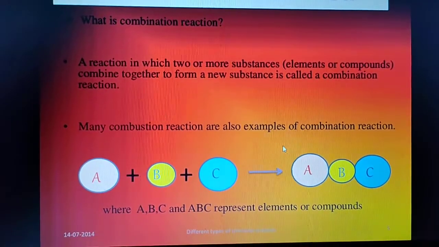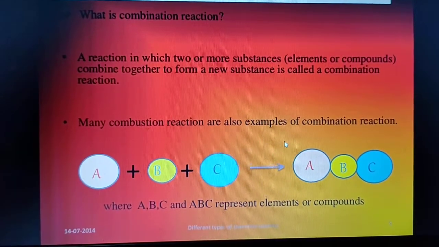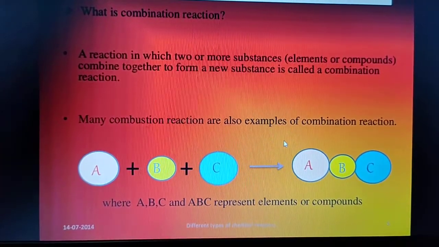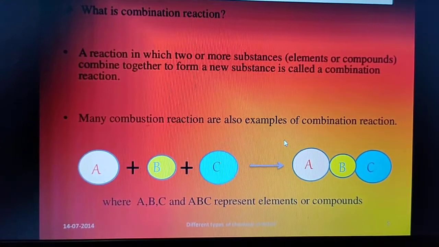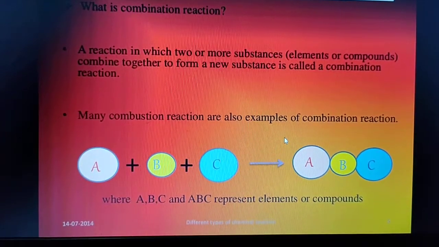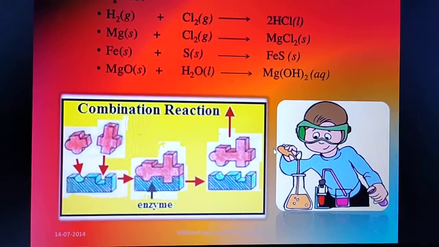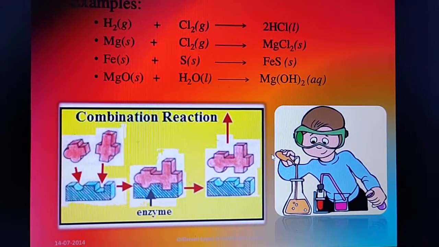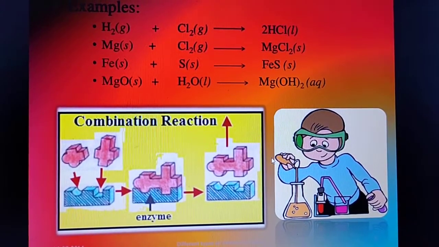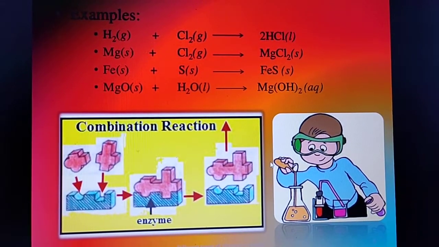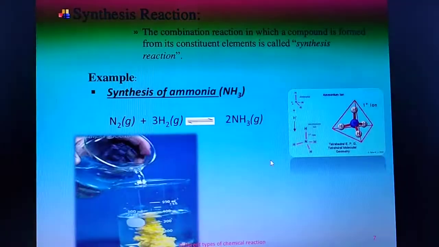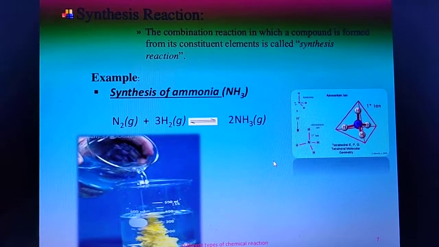The first reaction is combination reaction. So combination reaction is what? When 2 or more substances combine together to form a new substance, the reaction is said to be a combination reaction. Here you can see A plus B plus C, 2 or more substances combine to give one substance, that is ABC. Now I'm showing you an example. H2 plus Cl2 combine to form a single substance HCl. There are 3 more examples here. So the two substances combine to form a new substance. This is a combination reaction. We call this a synthesis reaction also.